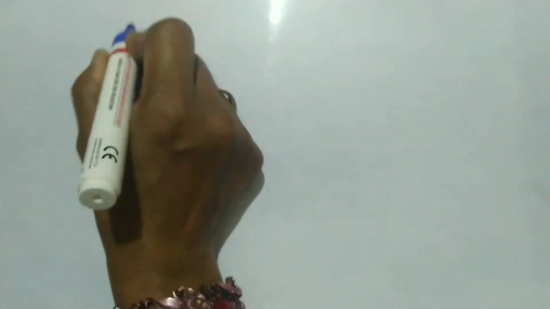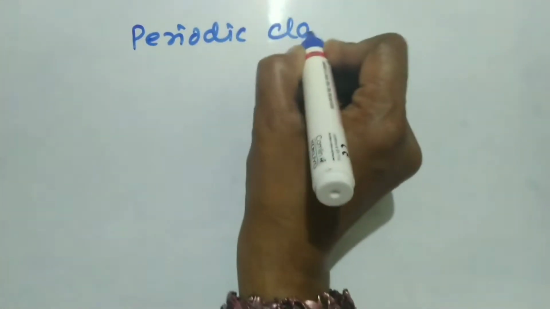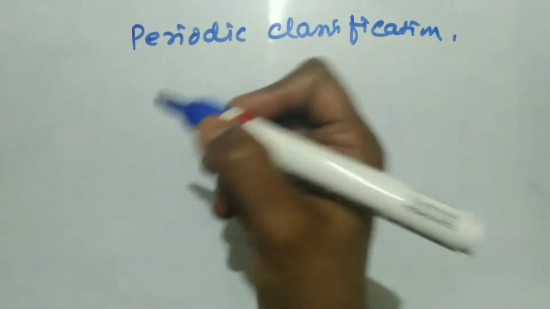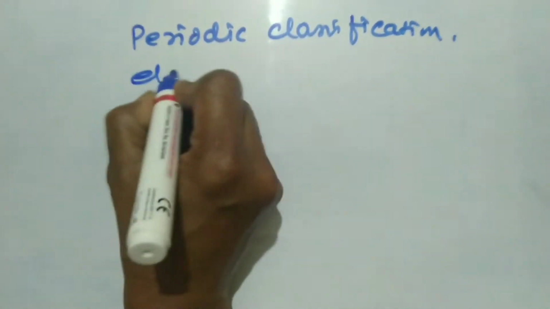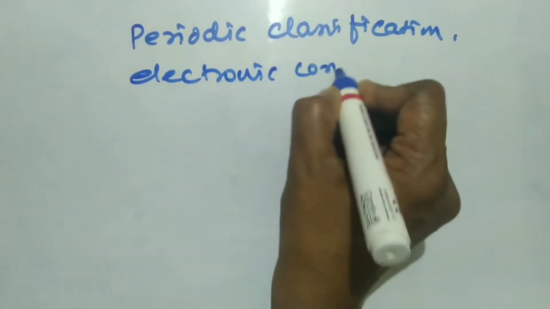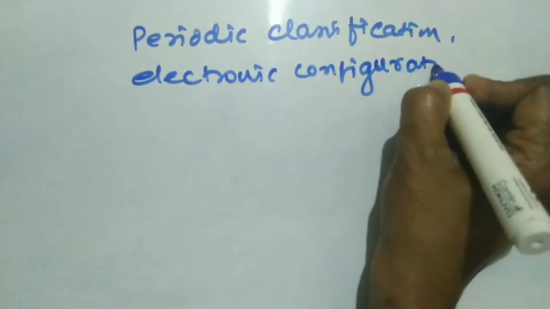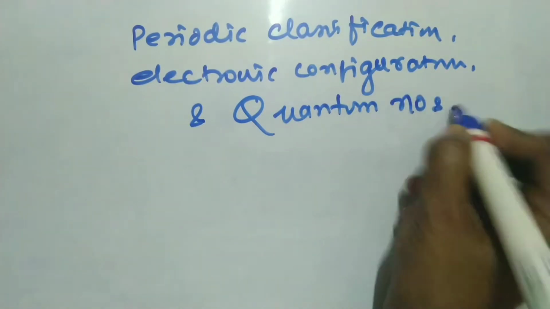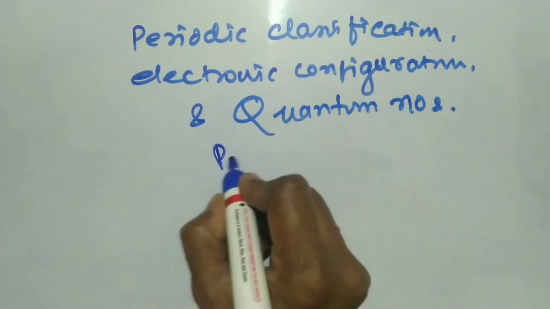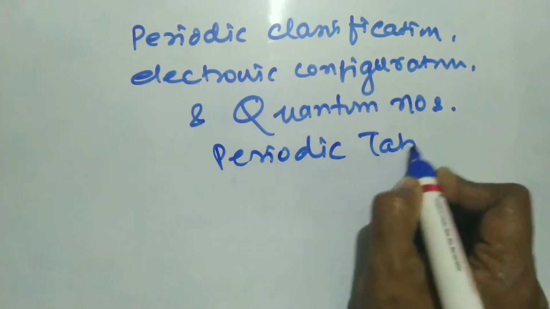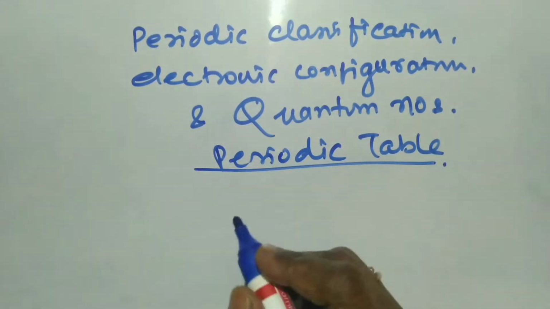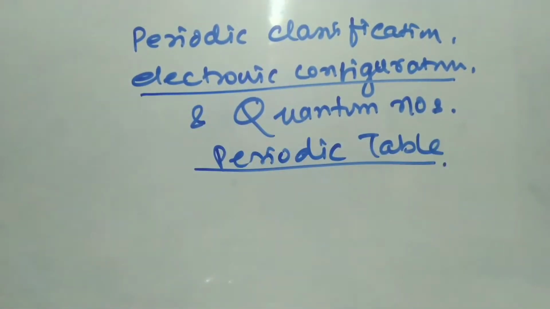This is in continuation of my previous videos on periodic classification. In this video, I will discuss how the terms electronic configurations and quantum numbers are utilized in the periodic table. In fact, this video is also important for those who want to learn about electronic configurations.